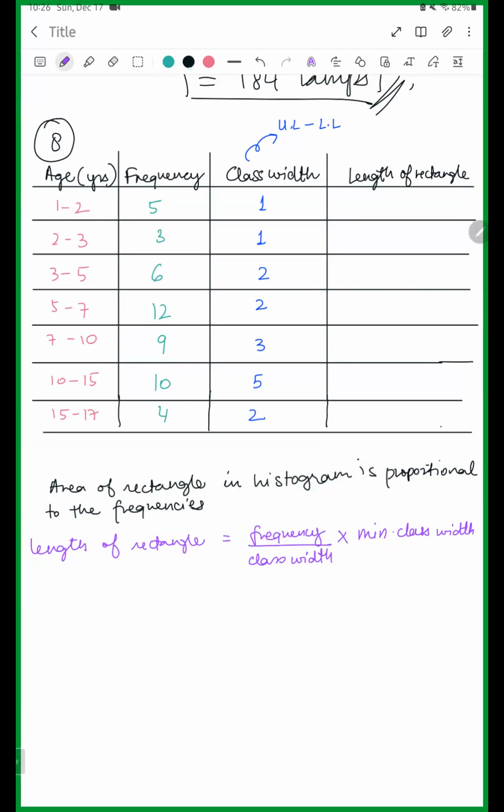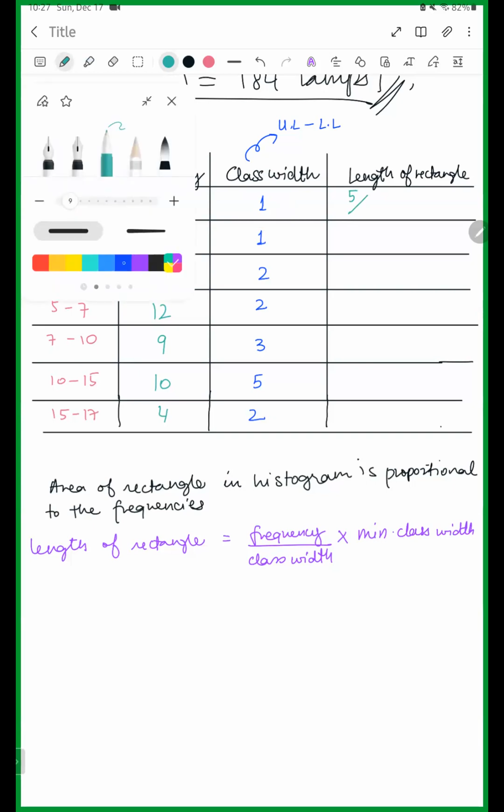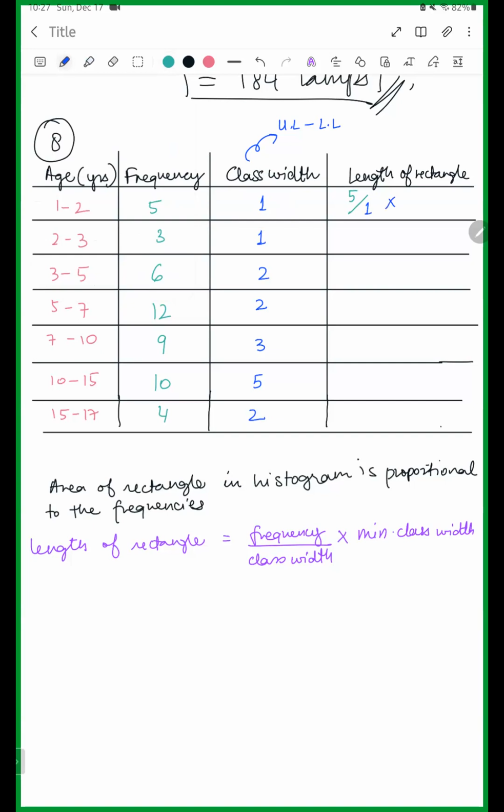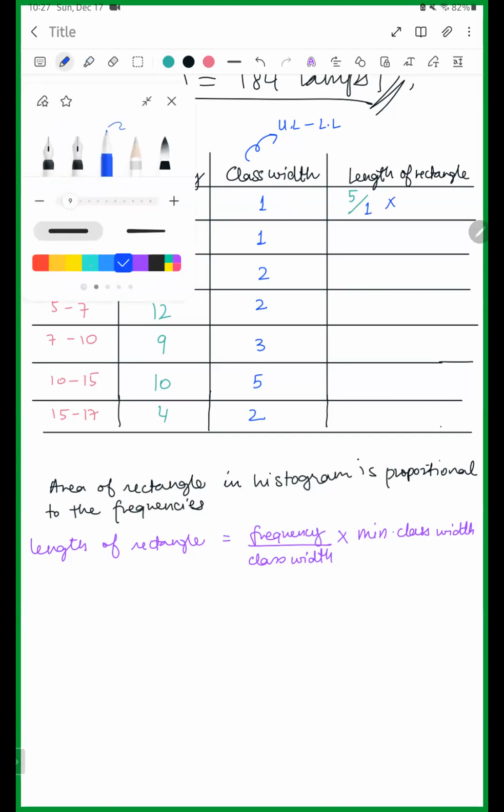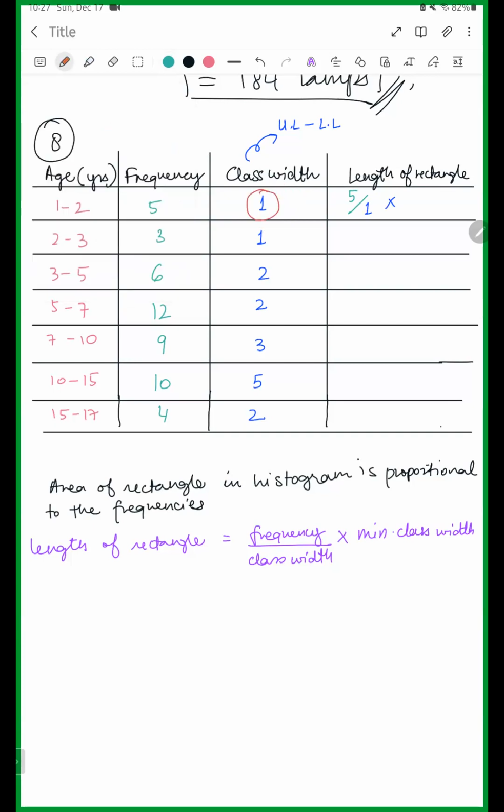So frequency of the first one. Frequency is 5. First of all, you have to identify over here what is the minimum class width. In this case, the minimum class width is 1, because everything else is more than that. So frequency is 5 divided by class width, in this case 1, multiplied by the minimum class width, which is 1. Okay. So this is equal to 5.